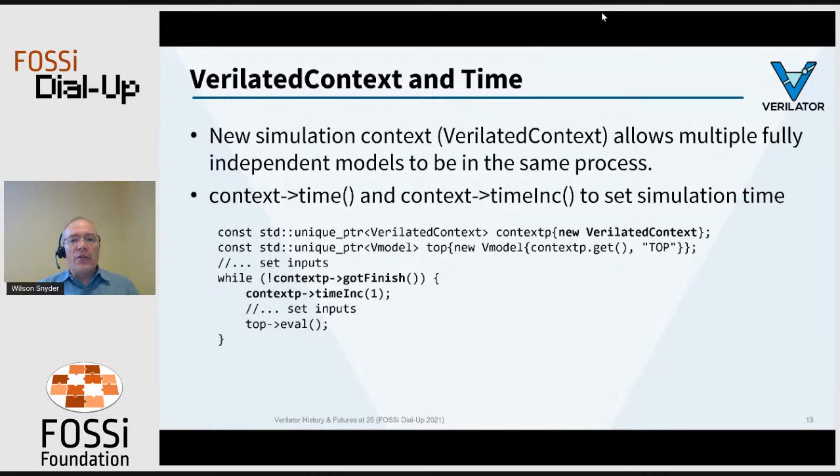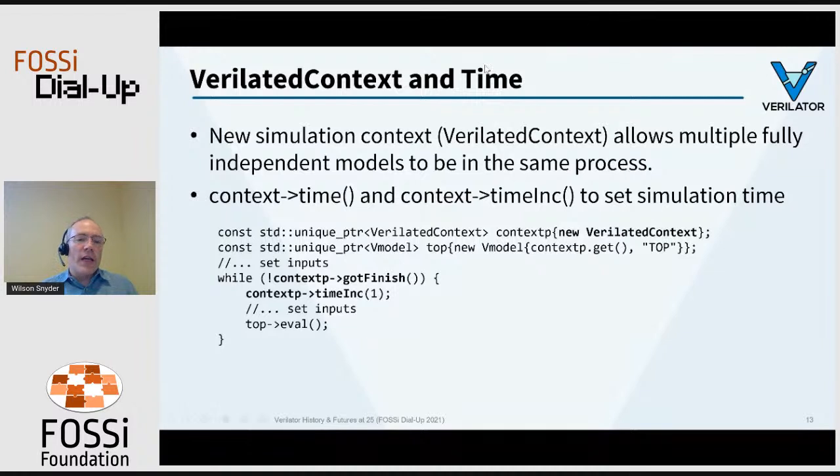And as part of that change, for those of you that have been using it for a while, there used to be a global function called sc_time_stamp. We're now recommending you change to use this context. And there's an example here you can use for reference. You can also look at the documentation. So what we recommend is create a context and then call a lot of the items that used to be static, like gotFinish and changing the time, instead via the context.